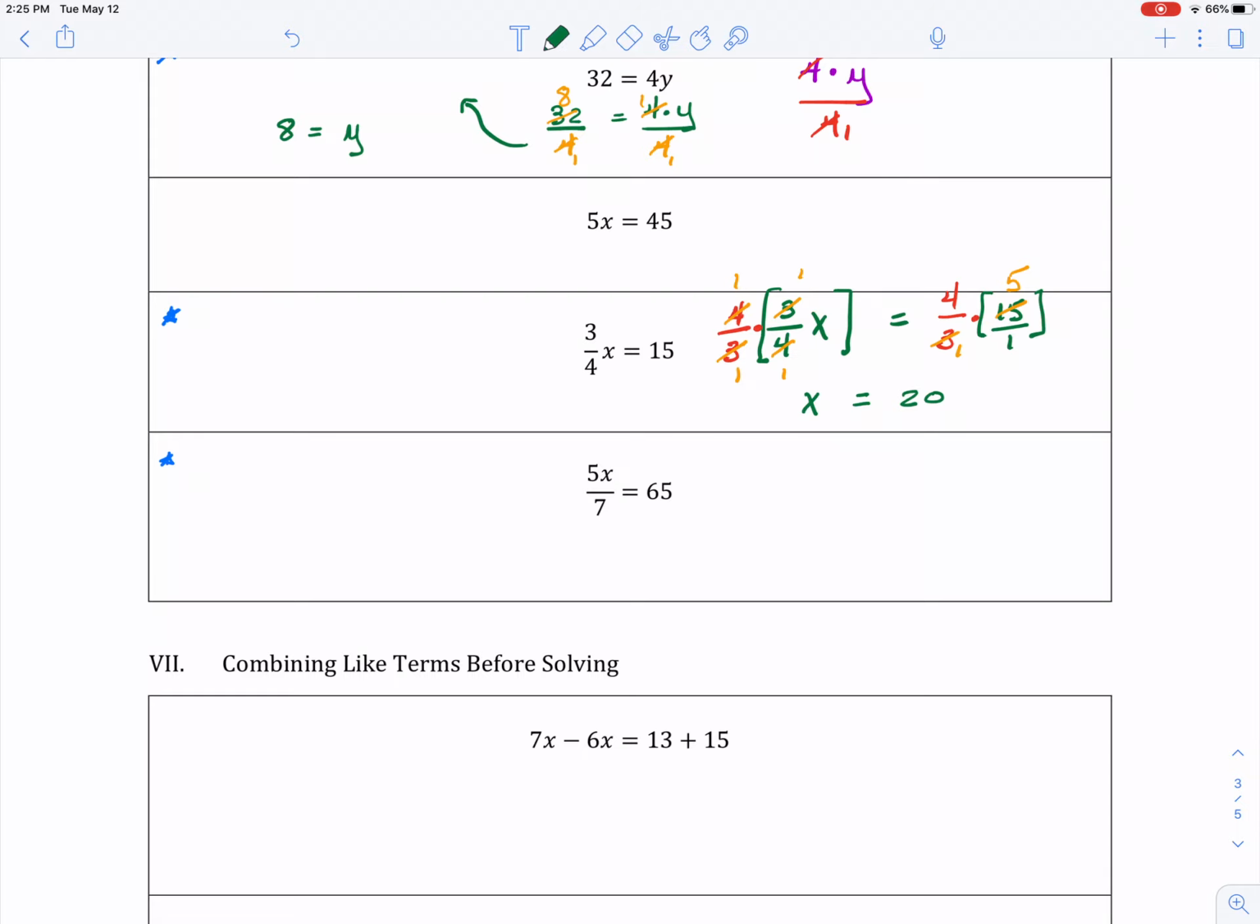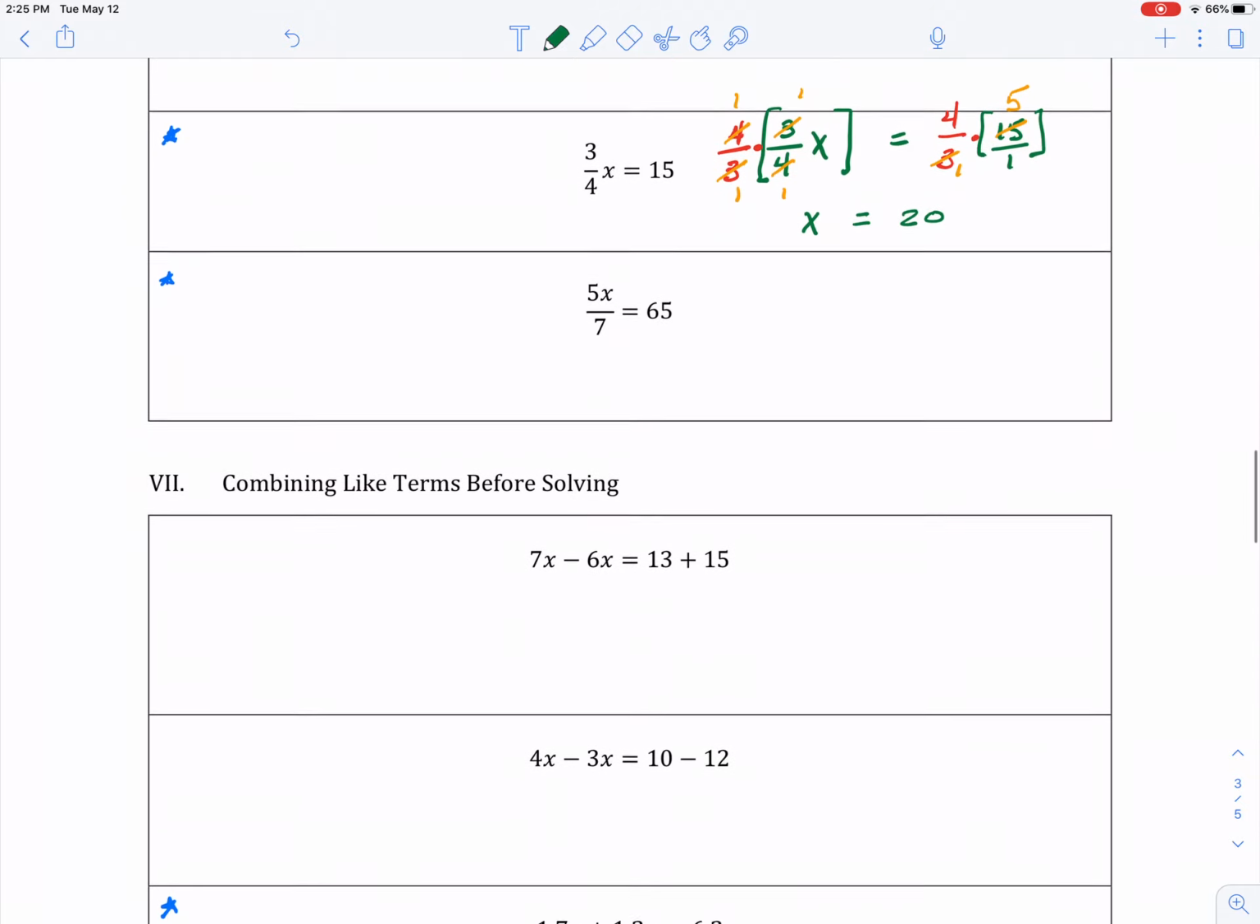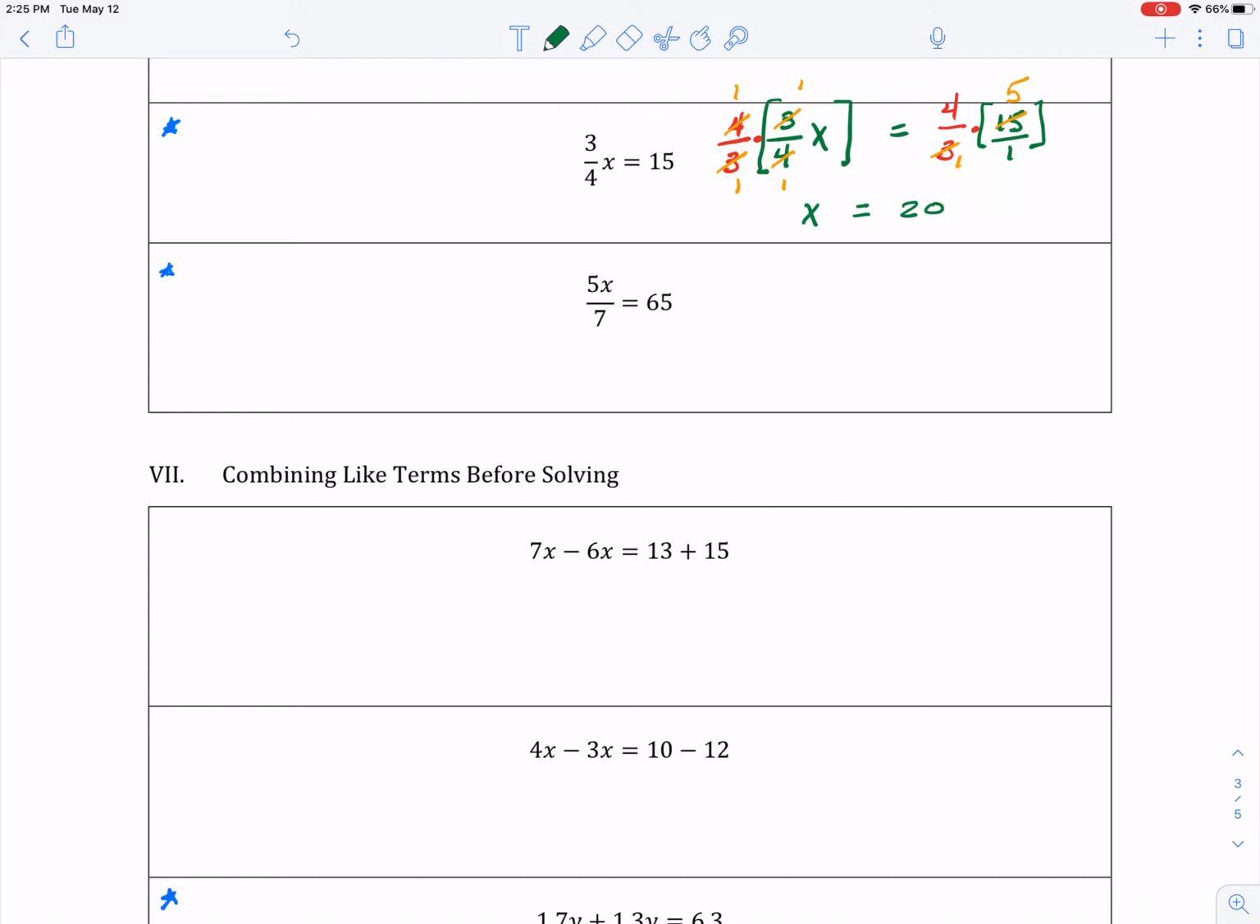So once again, in the next one, you see another fraction. This time the x is sitting up in the numerator. But you can think of that in the same way that you thought about the previous one.